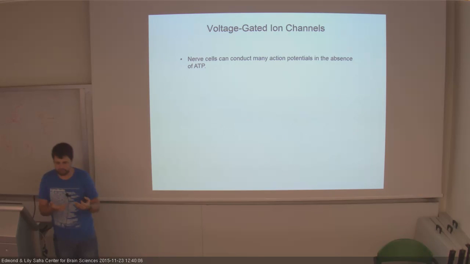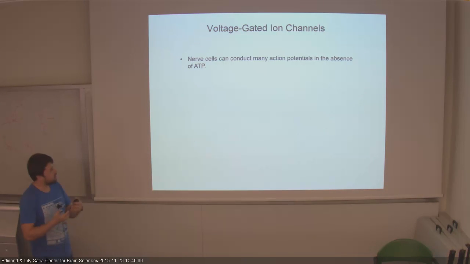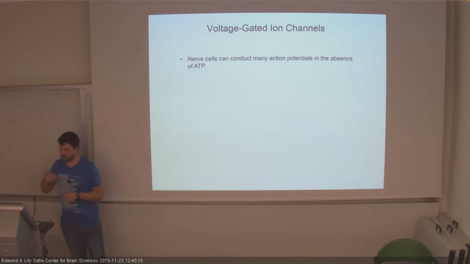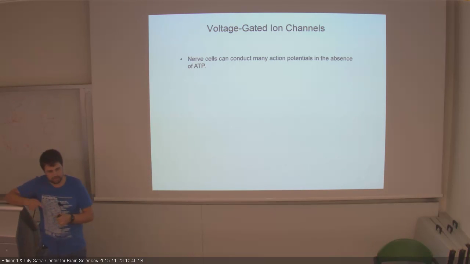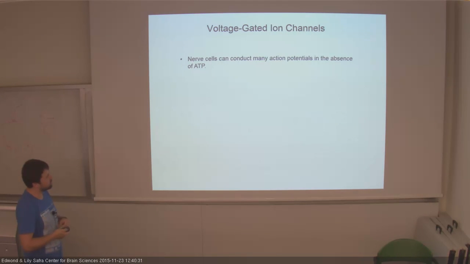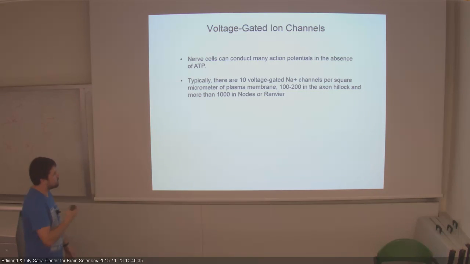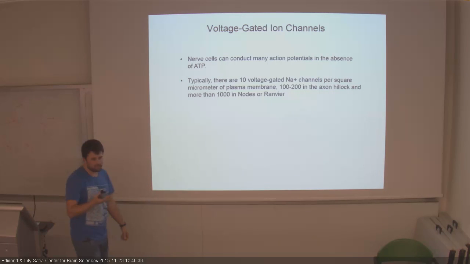So the energy for the action potential is actually the fact that action potentials can happen thousands of times in a nerve cell without a single molecule of ATP being needed. This is because the concentration gradient is kept between the extracellular and the intracellular part of the cell. This is one of the key features, especially for neurons, but other cells use it for other functions as well.